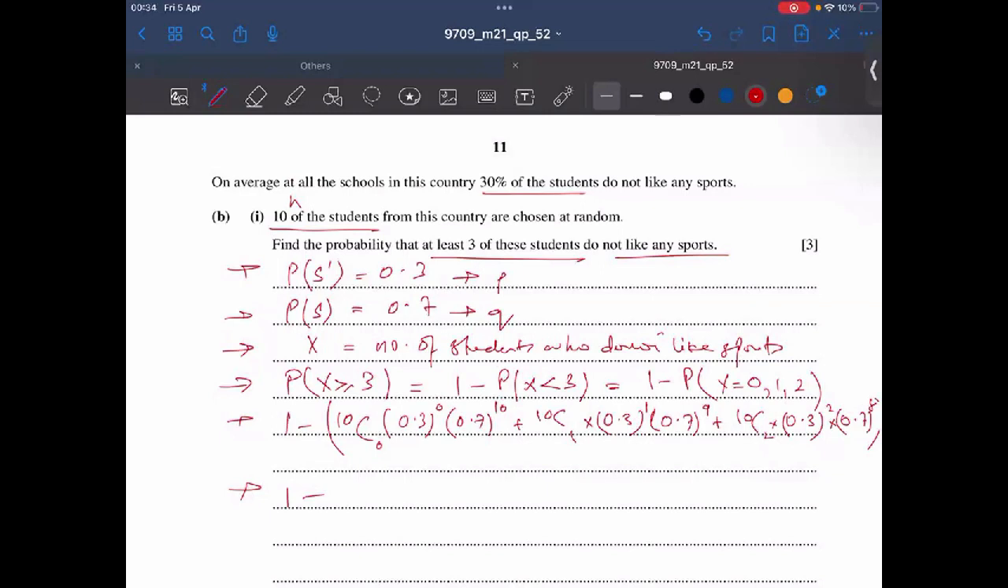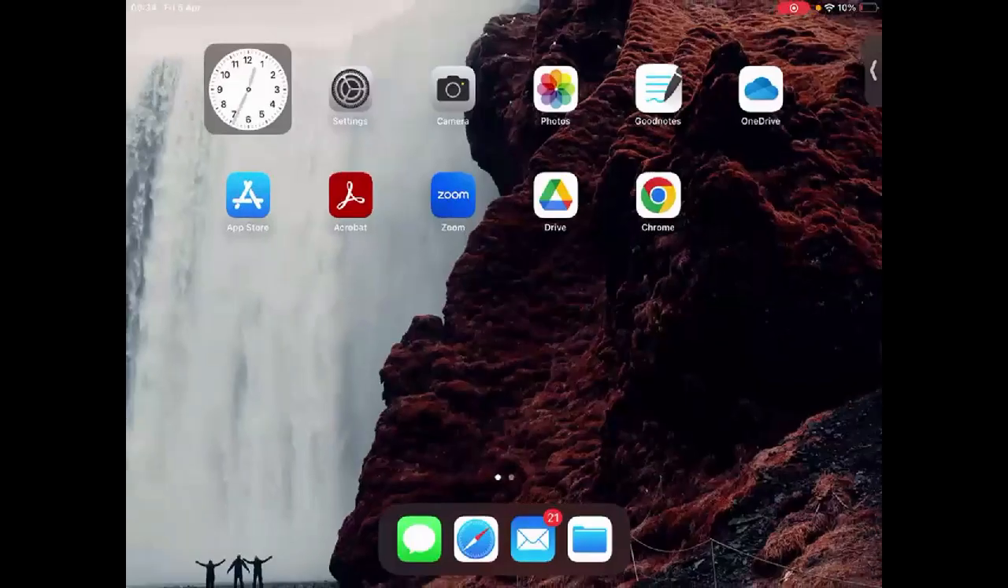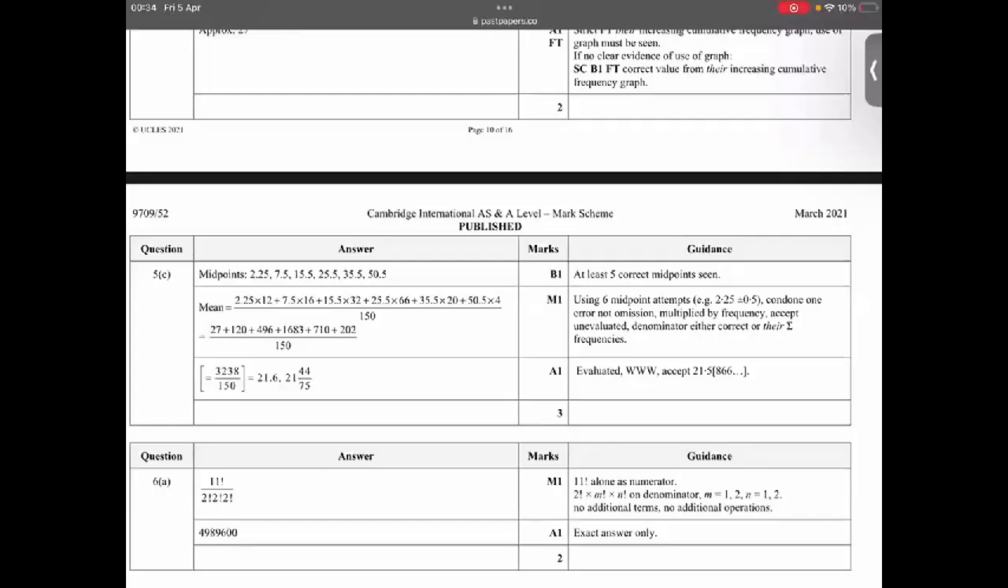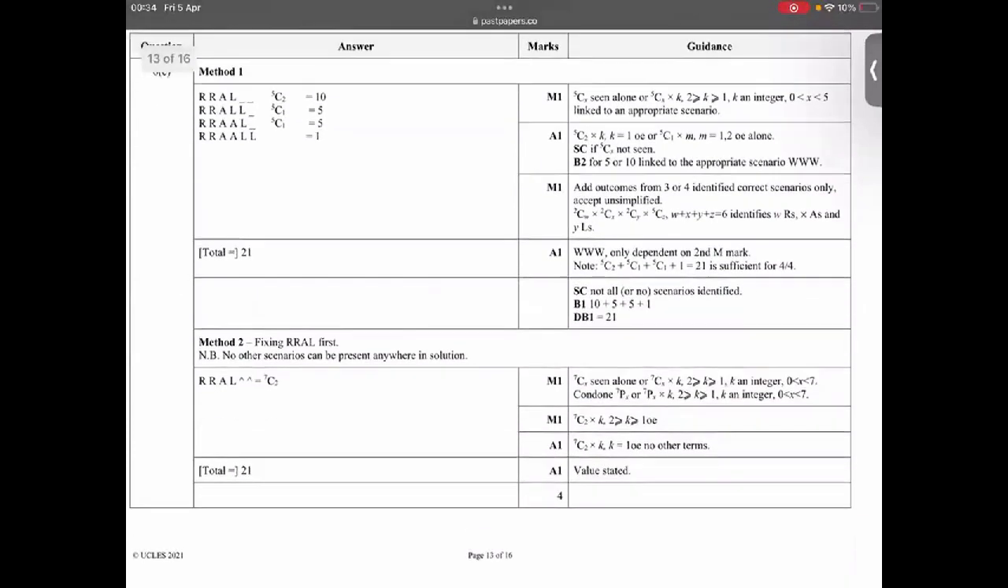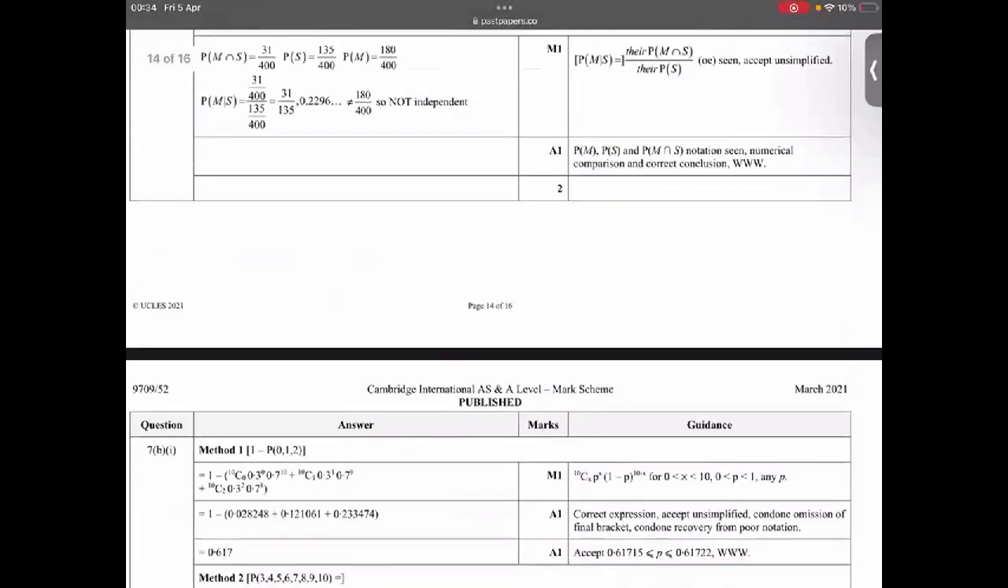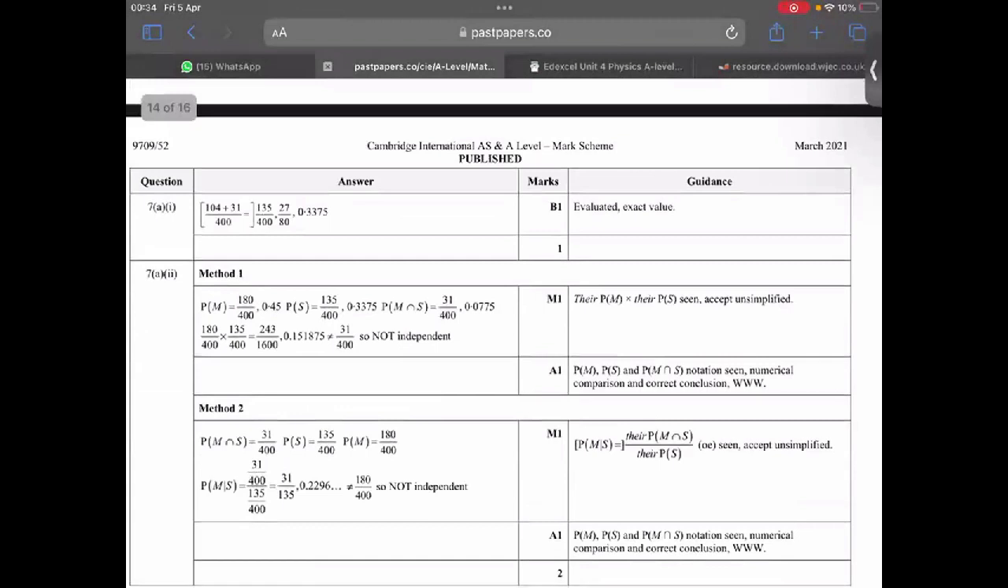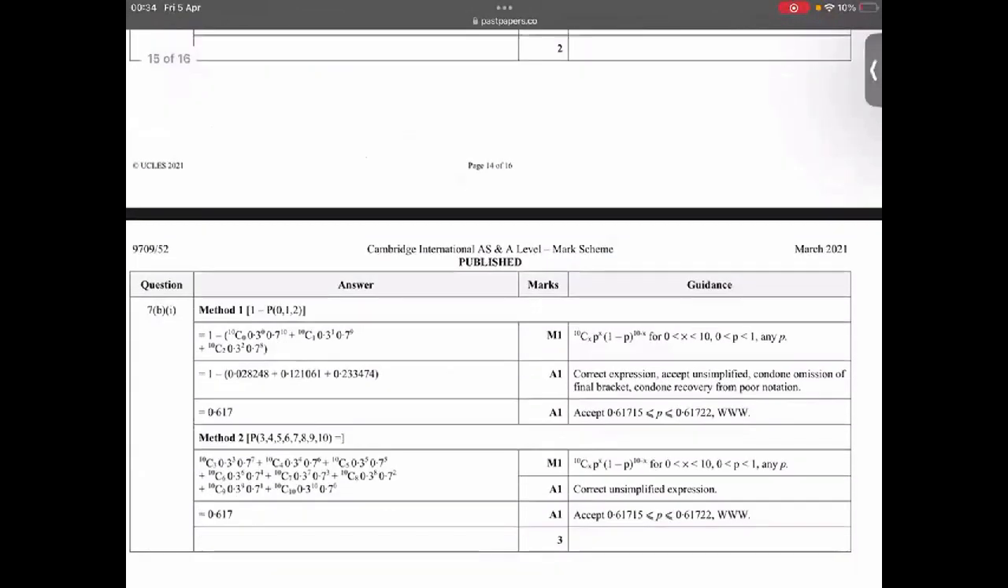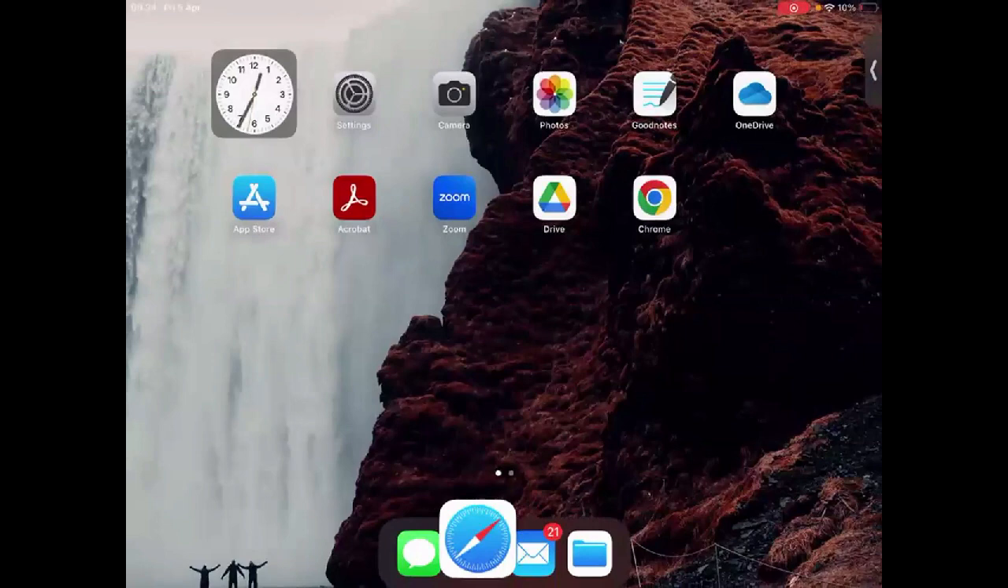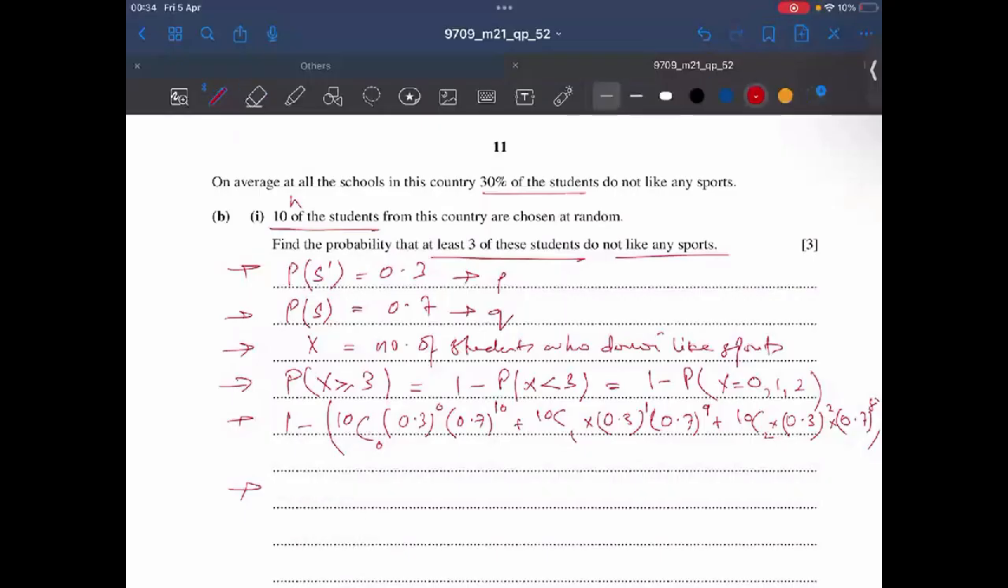Sir, the total answer is coming to 0.617. Let us check from the marking sheet, because we have written the equation correct. Yeah, I have verified. The right answer is coming, okay. You have verified. Yeah. What you're getting? 0.617. Okay. The final answer is going to be 0.617.